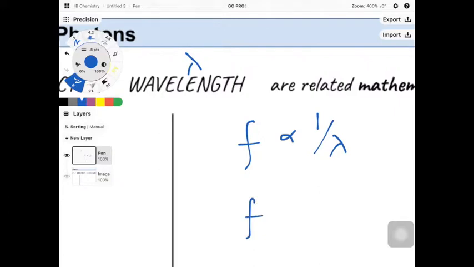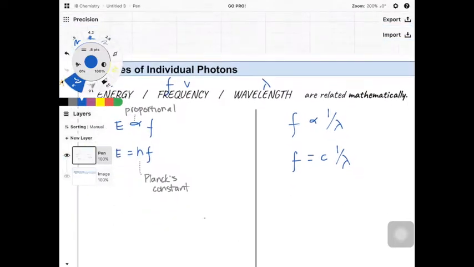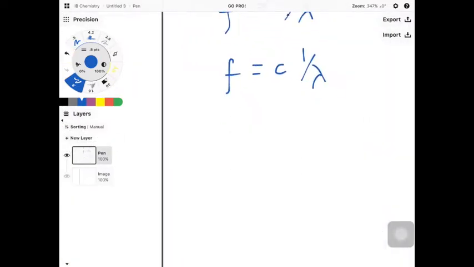Taking a look at frequency, frequency is inversely proportional to wavelength, so as frequency goes up, wavelength goes down. And again, we can turn this into an equation by adding a constant, the speed of light. So we can calculate frequency if we take the speed of light and divide it by wavelength.